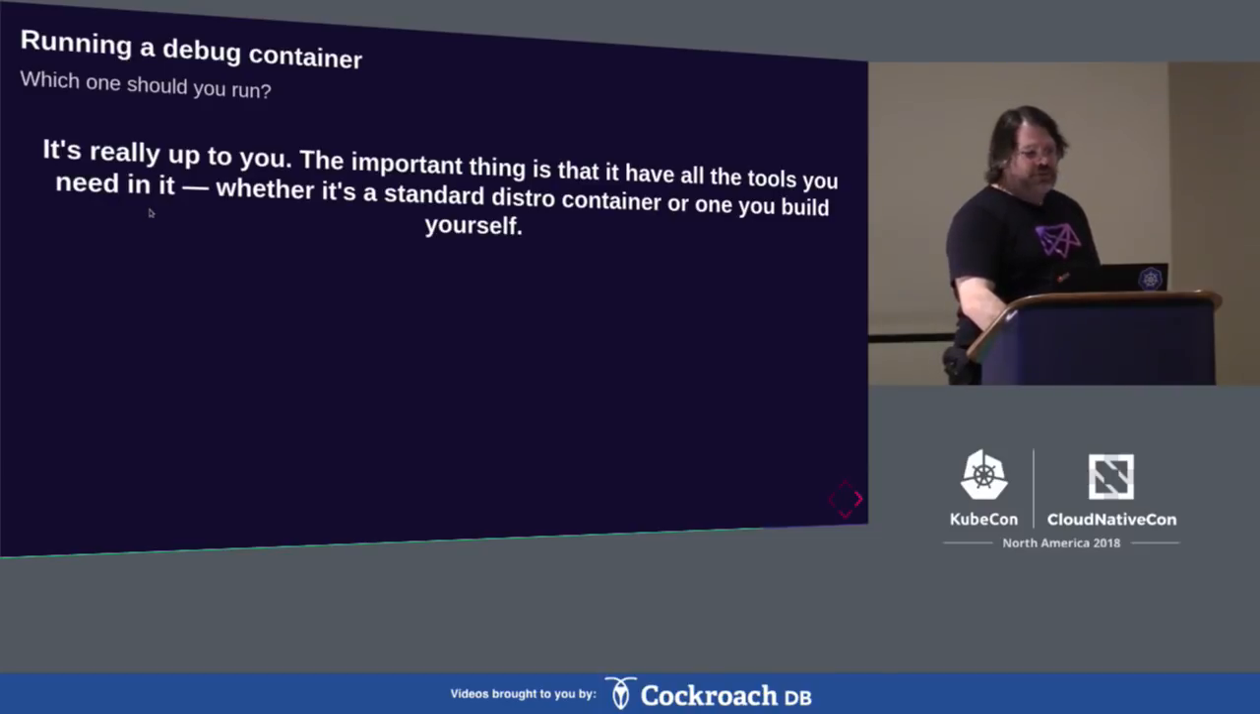It needs to have all the tools you need in it. It could be a standard distro container. If you've ever used CoreOS's Toolbox utility on Container Linux, all Toolbox does is download and extract the Fedora container and run it as a privileged container. That way you can yum install, or actually I should say DNF install, all those tools that CoreOS doesn't have to debug your CoreOS host.